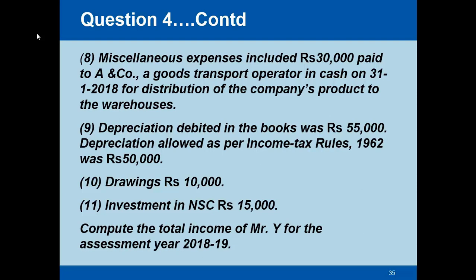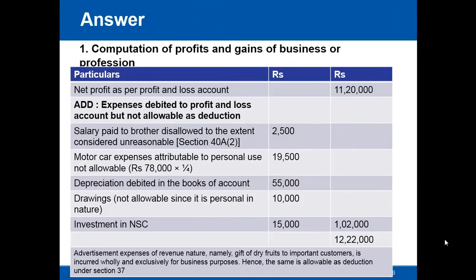Point number 9, depreciation debited in the books was rupees 50,000... Depreciation allowed as per Income Tax Rules 1962 was rupees 50,000. Let's come to point number 10. There were drawings of rupees 10,000, and point number 11 says investment in national savings certificates rupees 15,000. Compute the total income of Mr. Y for the assessment year 2018-19. Now let us solve this question.